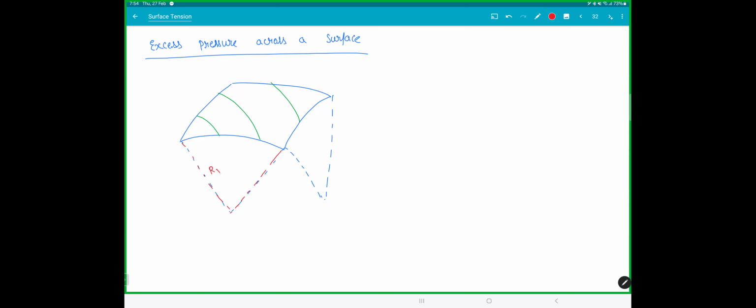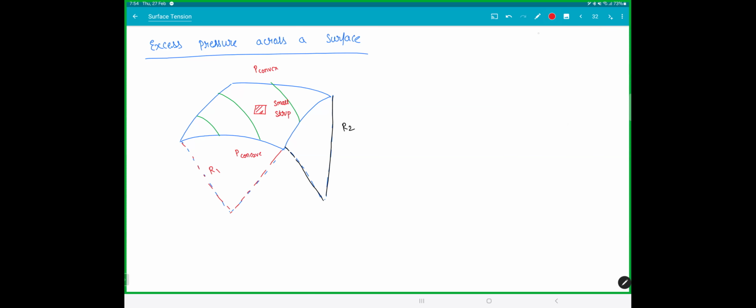This is r1. This is r2. You're getting it? So there are two different radii of curvature there. Now on this, if you take a small strip, this side is concave, the outside is convex.